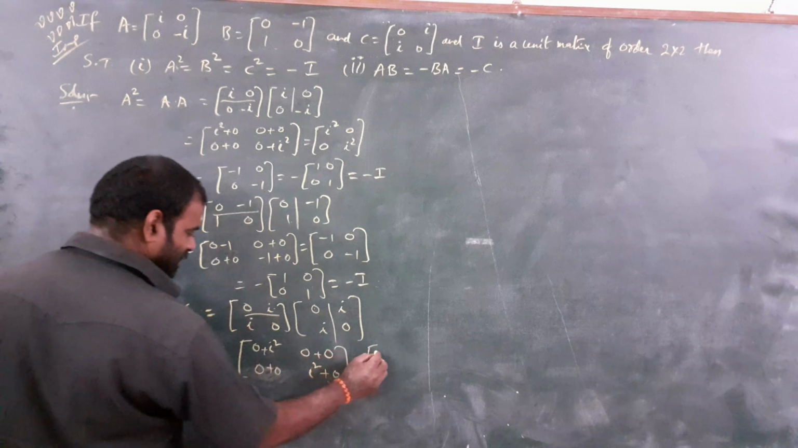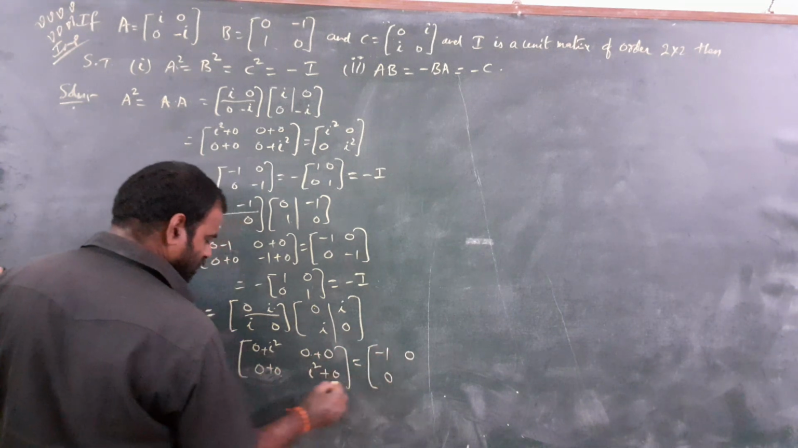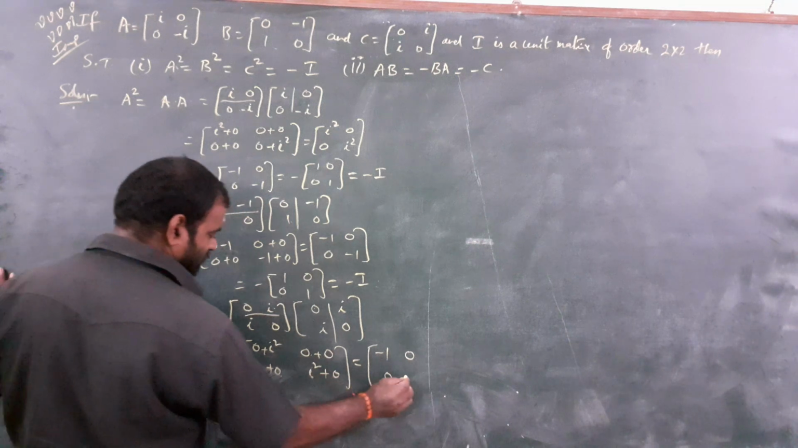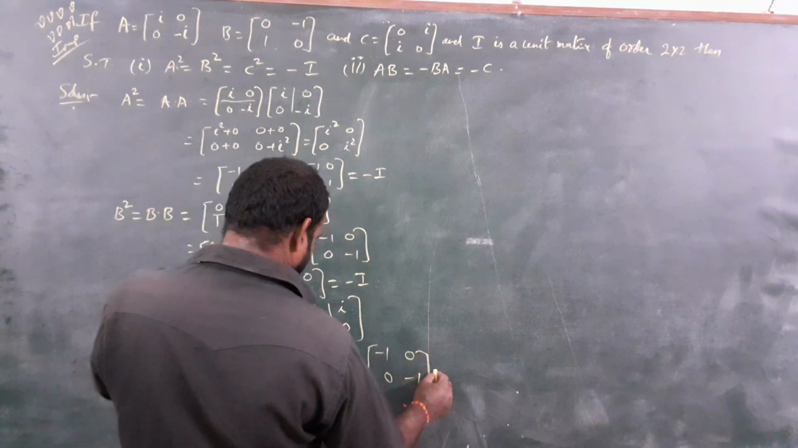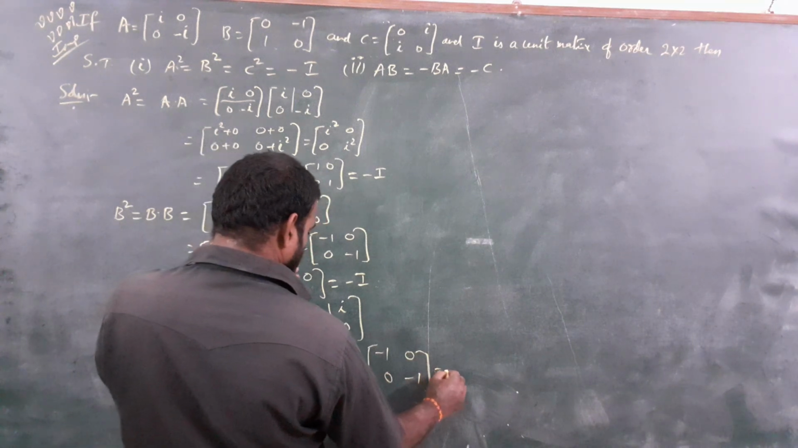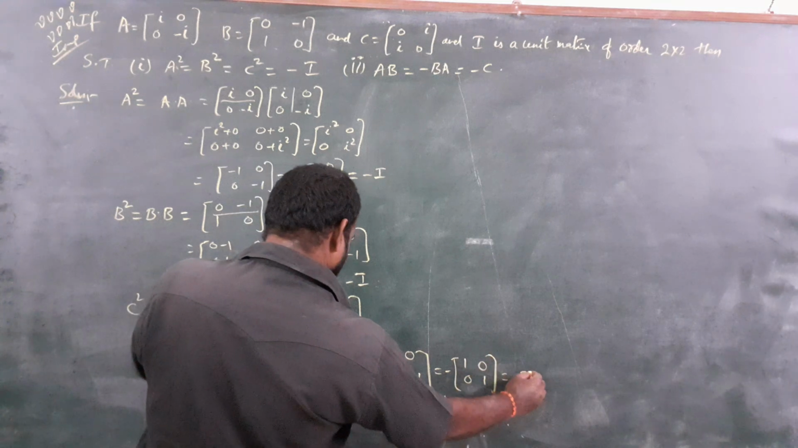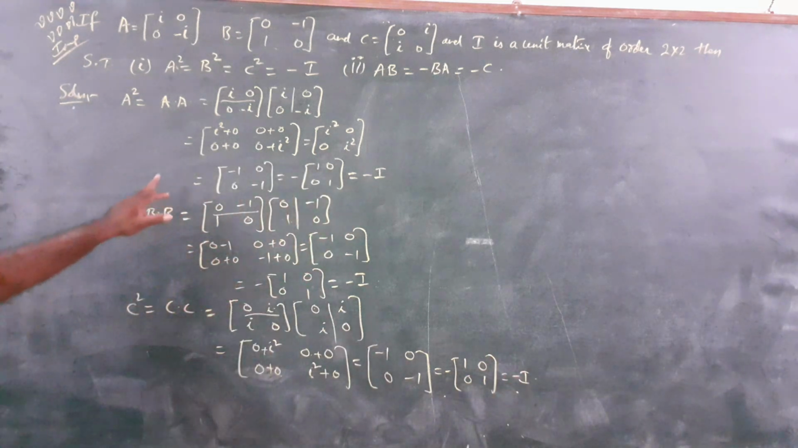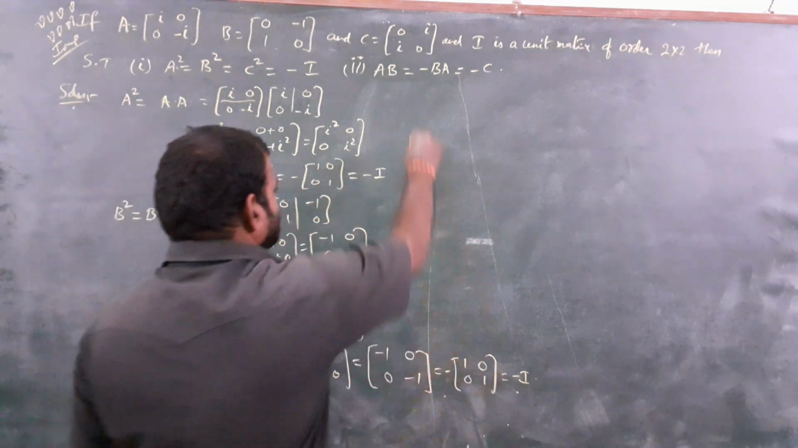What is I square? Minus 1. So it is minus 1, 0 plus 0, 0, 0 plus 0, 0. I square plus 0, I square. I square is nothing but minus 1. So if you take minus common, it becomes 1, 0, 0, 1. This is equal to minus I. So what you get? A square value minus I, B square minus I, C square minus I.